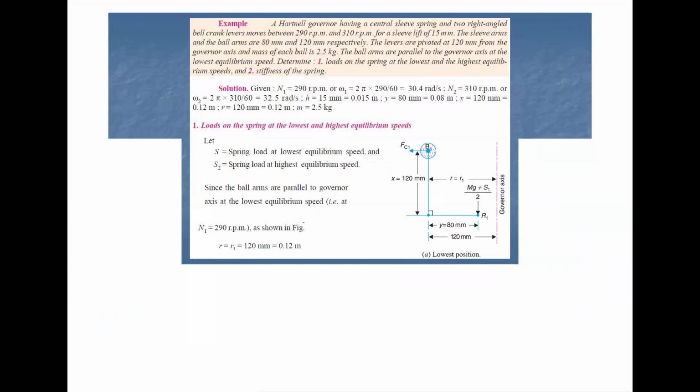Okay. So today's lecture is on the problem regarding the Hartnell governor. We already discussed the Hartnell governor in the earlier class. So now we will discuss the Hartnell governor problem.